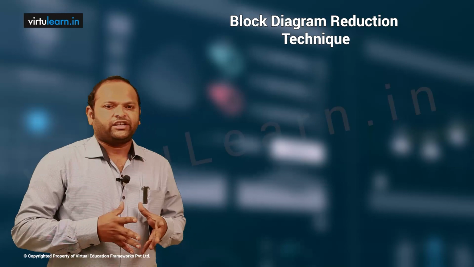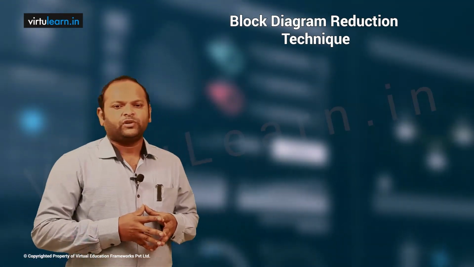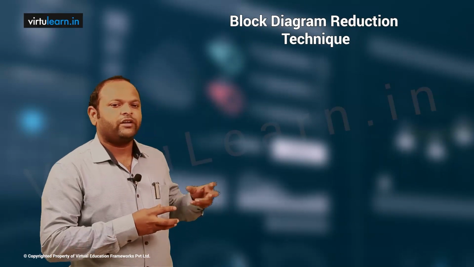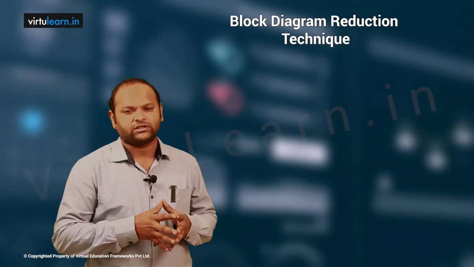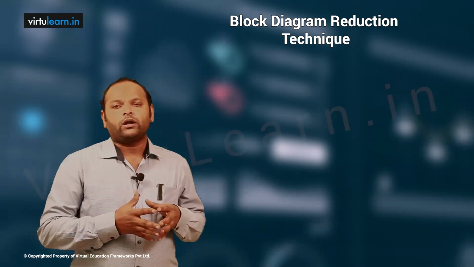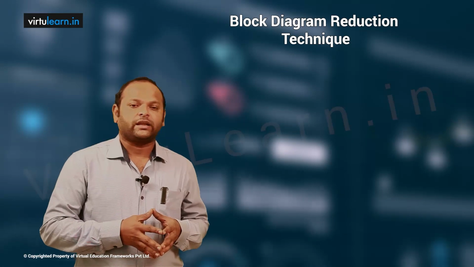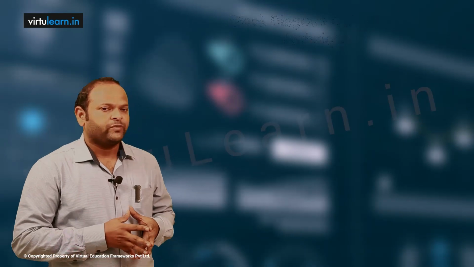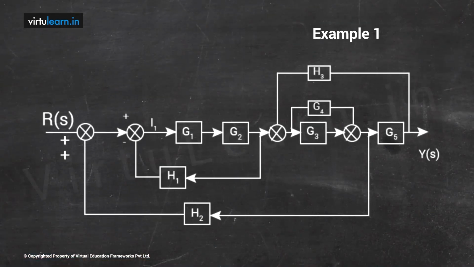Block diagram reduction technique. Any physical system, if you look at, has different blocks, and those blocks are connected in a very complex fashion. So to find the overall transfer function of the system, the block diagram reduction technique is very useful. To illustrate that, let us take this example. Now this is an example of a physical system block diagram representation.